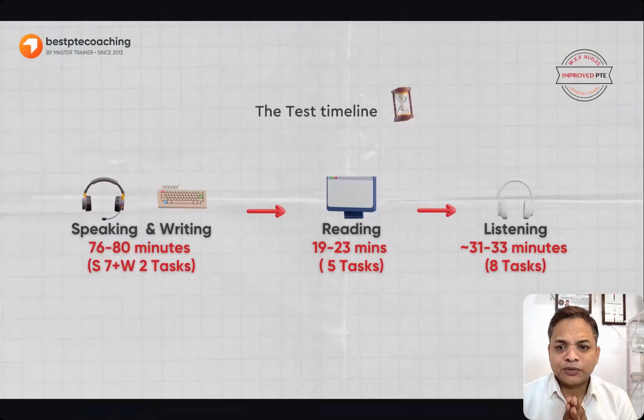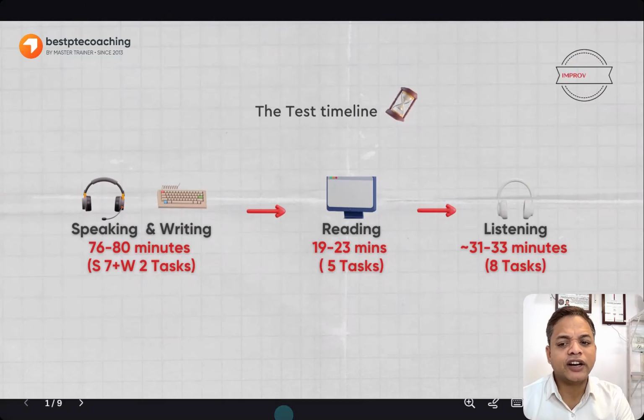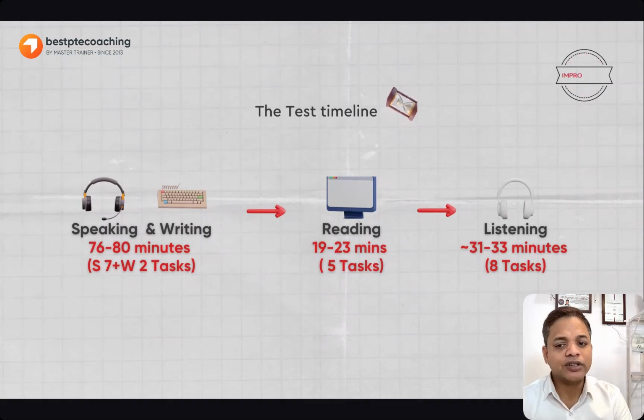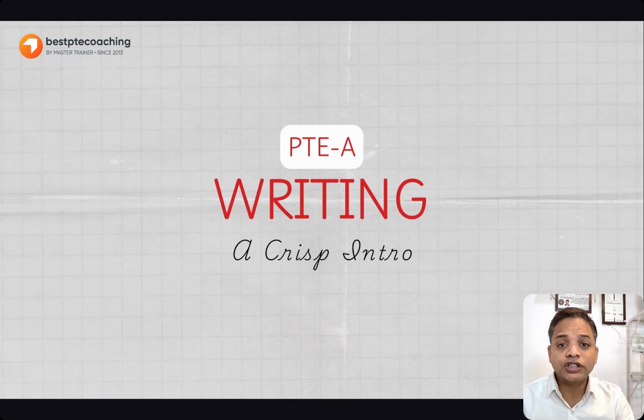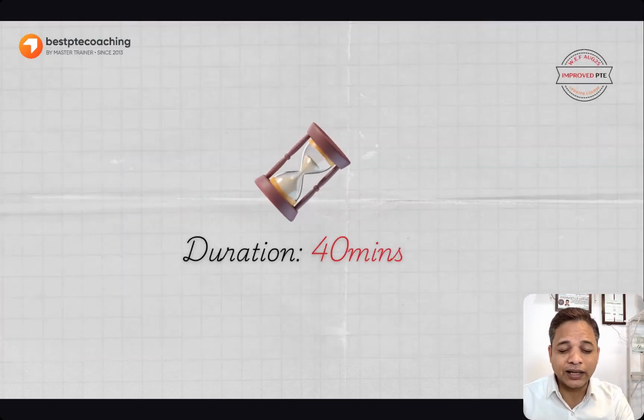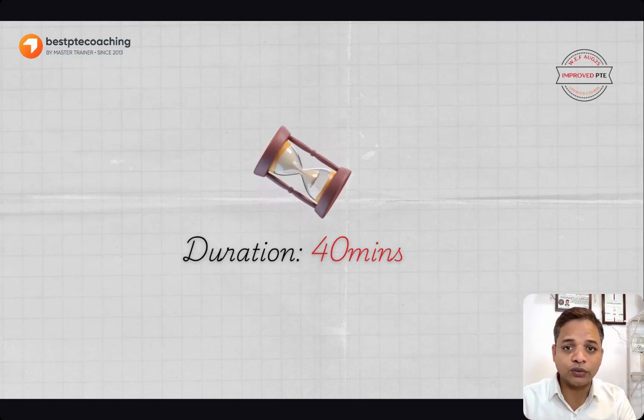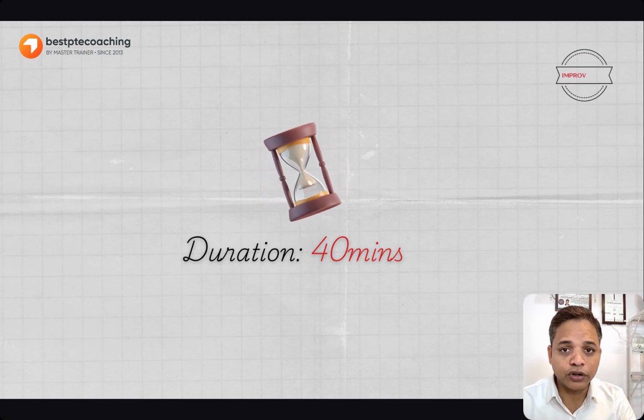So look at the exam structure. You have speaking and writing in part 1, reading in part 2, listening in part 3. Now, in speaking and writing, writing happens after speaking. The test timeline is the duration of the writing module. It is exactly 40 minutes. That's the time which is supplied to you to answer the writing module's questions.